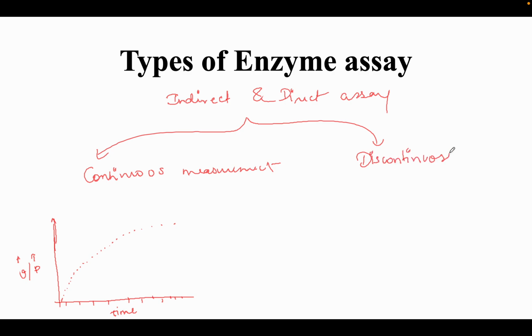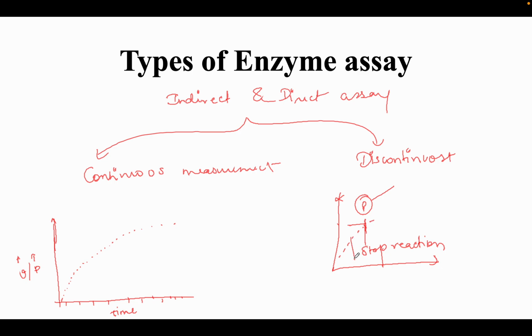In the discontinuous method, we have the formation of an end product. Let's say we have a product formed at this time. So we'll stop this reaction after it reaches this product. We'll stop the reaction by adding some stopping reagent, and we'll measure the product at different time points.